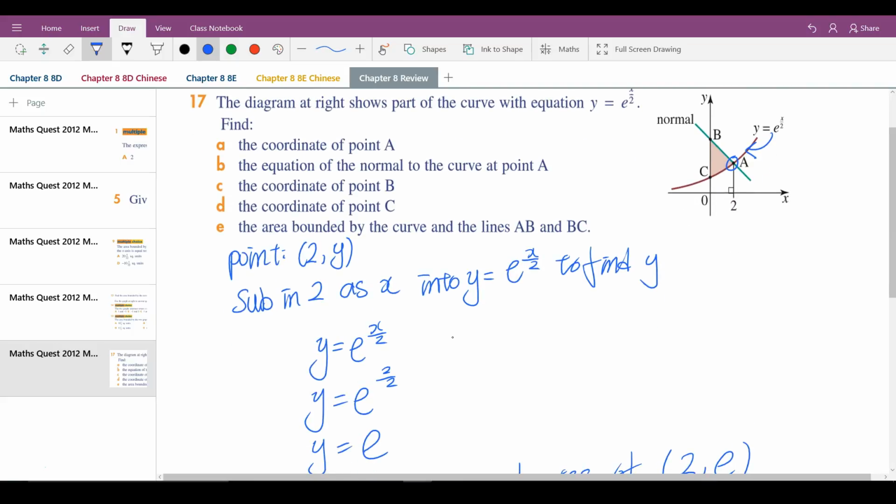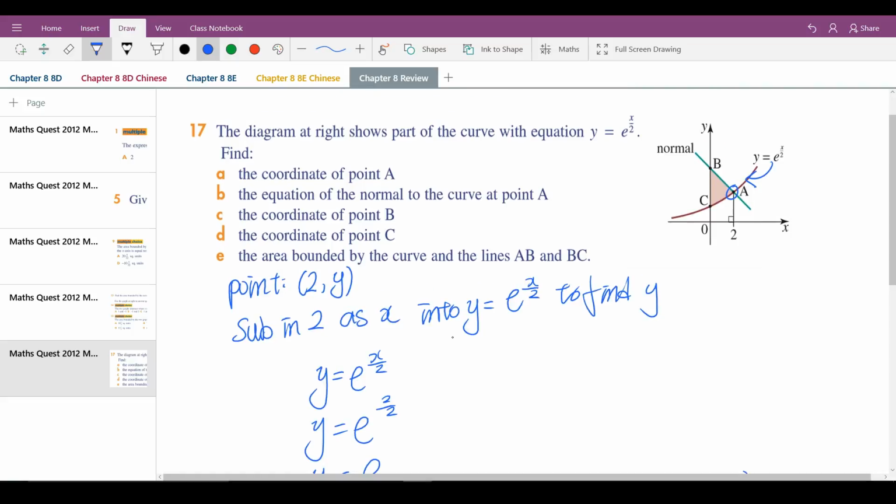The equation of the normal to the curve at point A. This was a bit tricky. It says the equation of the normal. So first we have to find out what is the normal. The normal is a perpendicular line to the curve at point A, which forms a right angle. So this particular straight line has a 90 degree angle.